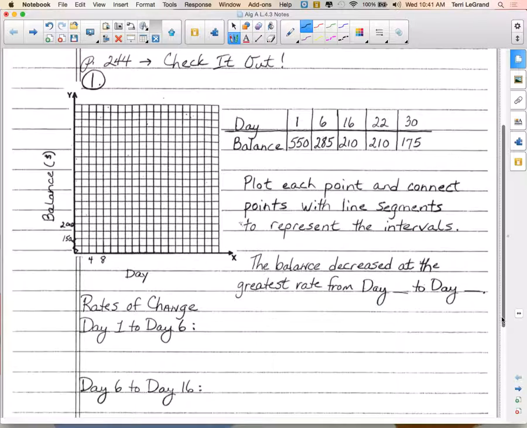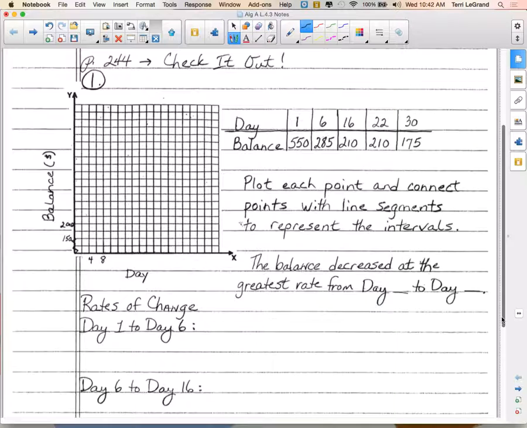Okay? So when we talk about time intervals, here's what we're talking about. It starts at day 1, and the next day in the table is what? Day what? 6. So from day 1 to day 6 is a time interval in this problem. What's the next day in our table, Holly? Day 16. So the next time interval is from day 6 to day 16. And what's the next day in our table, Seth? 22. So our third time interval is from day 16 to day 22.